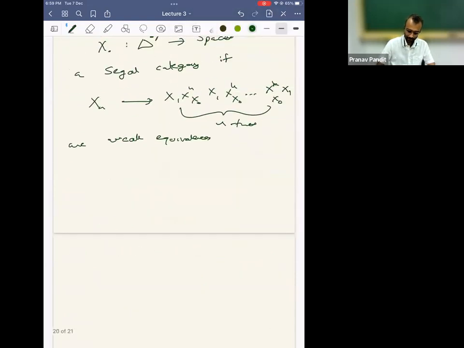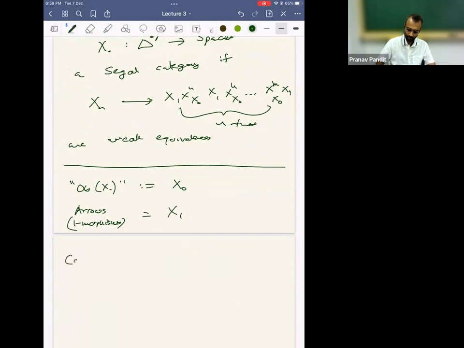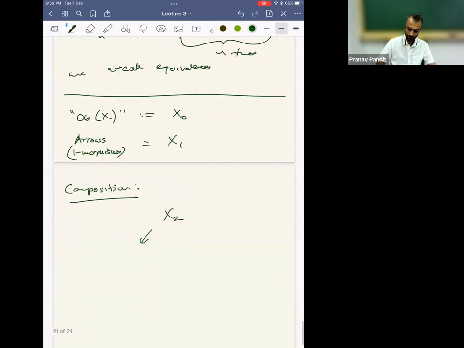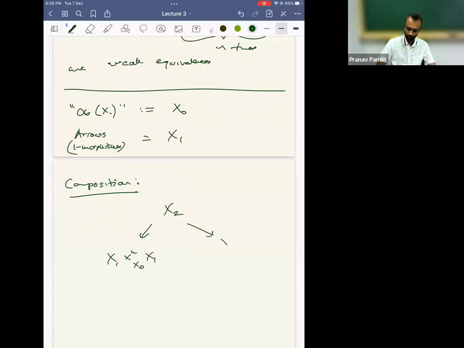So this gives rise to a category: the objects of C, the objects of X dot, are by definition X naught. The arrows of this category, the one morphisms, are X1, and composition is given as in the Segal delooping machine. So X2 maps to X1 homotopy fiber product over X0, X1, maps to X1. And this is a weakly defined map. So this is an equivalence. This is D0, D2, and this is D1. And this is your weakly defined composition.